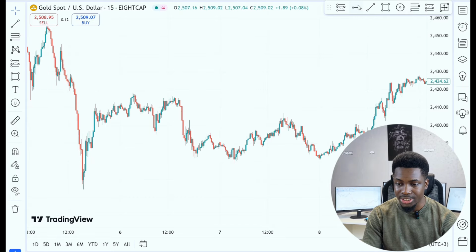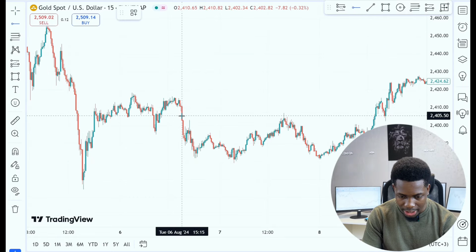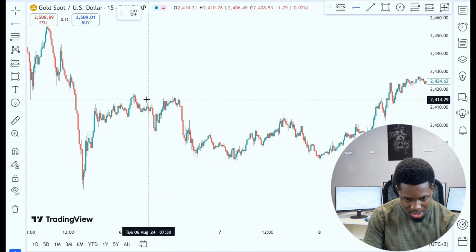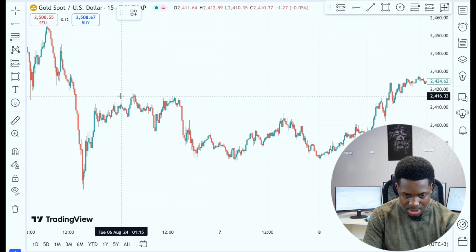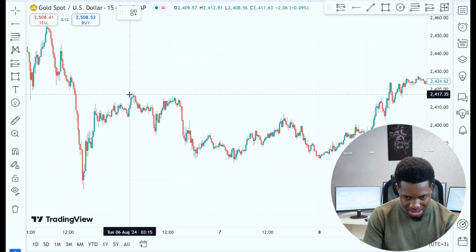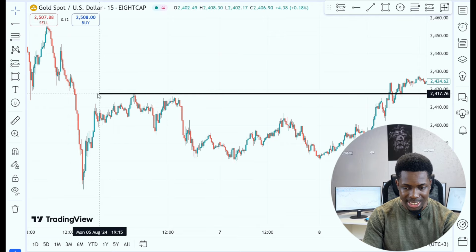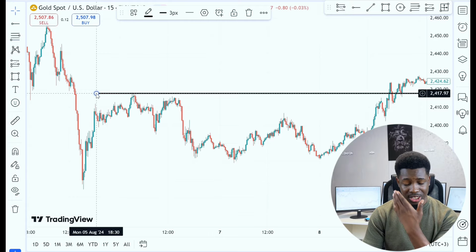Now, if I check for that, where is the previous high and the previous low of the 6th of August? This is the 6th of August, and this seems to be the previous high within the 6th of August. So I just go to the wick, and boom, I place it there. I can decide to extend it if I want, but let's just leave it like this.